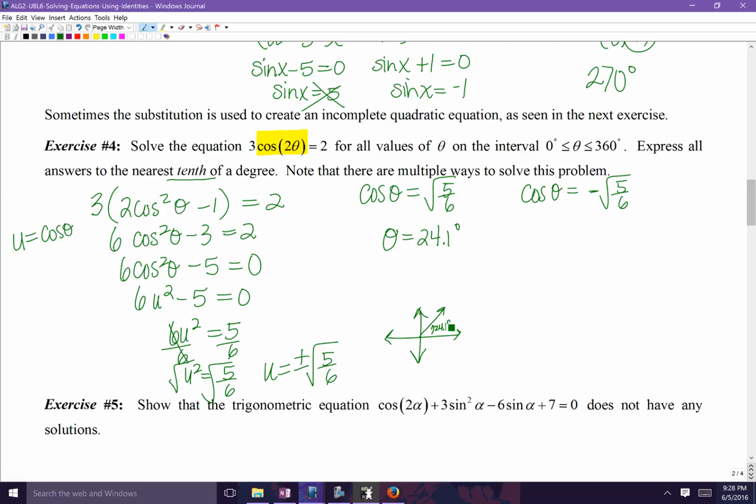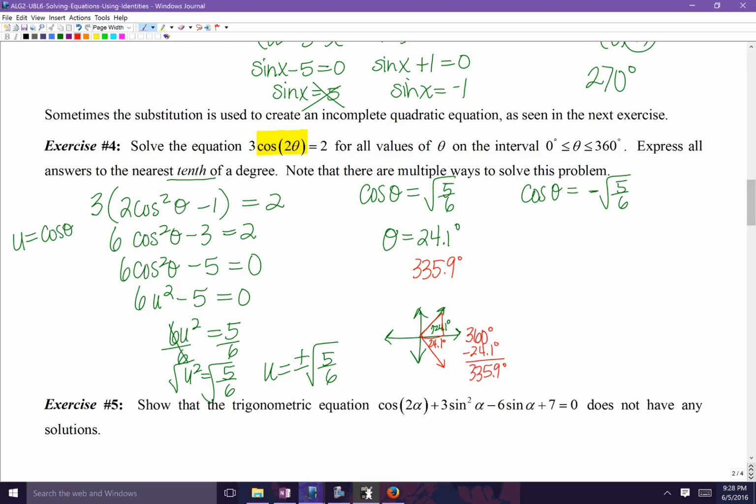And I drew a reference triangle in there. Where else would cosine be positive? Good, if you said this quadrant. Well, how would I get a 24.1 degree reference angle down here? Well, I'm going to use the knowledge that this is 360 degrees. If I subtract 24.1 from that, I get a value of 335.9. So the cosine at 24.1 and at 335.9 degrees will solve this equation.